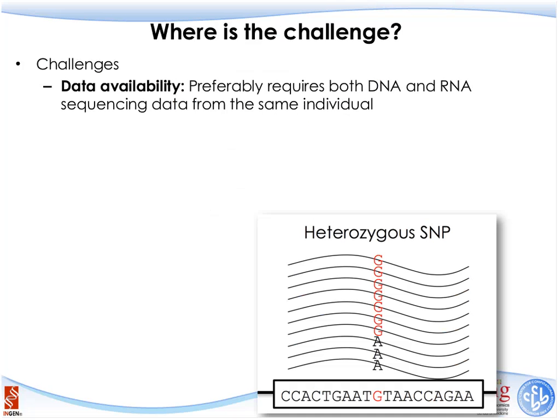There are a couple of challenges to do this. The first challenge is data availability. It is not always true, but it preferably requires both DNA and RNA sequencing data from the same individual. If we want to identify allele-specific differences, we first focus on the heterozygous variants, and the easiest way to identify heterozygous variants is from the DNA sequencing data.